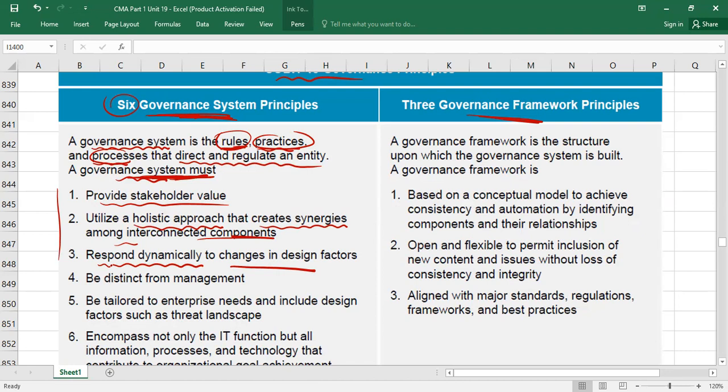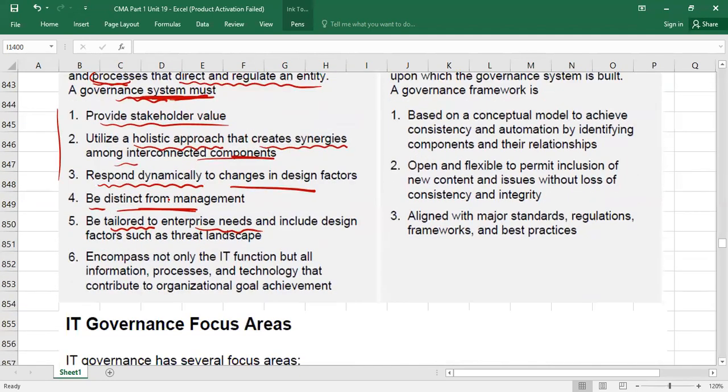Number 4: the governance system must be distinct from management. As I told you, separate the governance from the management. It's the same principle. Number 5: the governance system must be tailored to the enterprise needs. Obviously, guys, maybe your needs are different, my needs are different. So the governance system should be designed according to the organizational need. Understood? Then the sixth principle: the governance system must encompass not only the IT function.